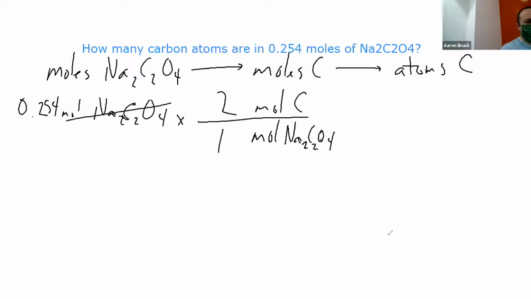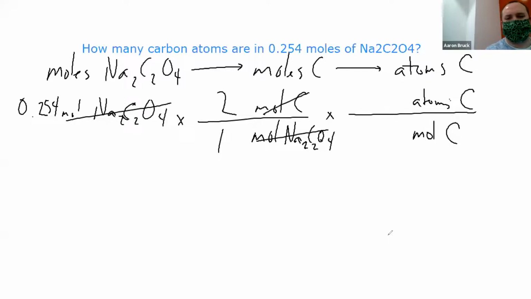So my moles of sodium oxalate go away. I now have moles of carbon. I need to turn that into atoms of carbon. So I've got moles of carbon in the denominator, atoms of carbon in the numerator. My moles cancel. Here's where Avogadro's number comes in. 6.022 times 10 to the 23rd for every mole.